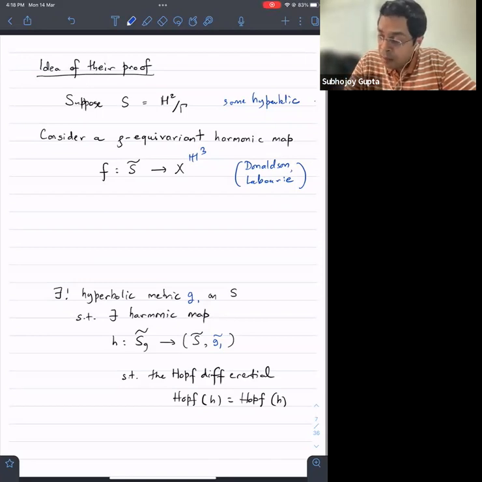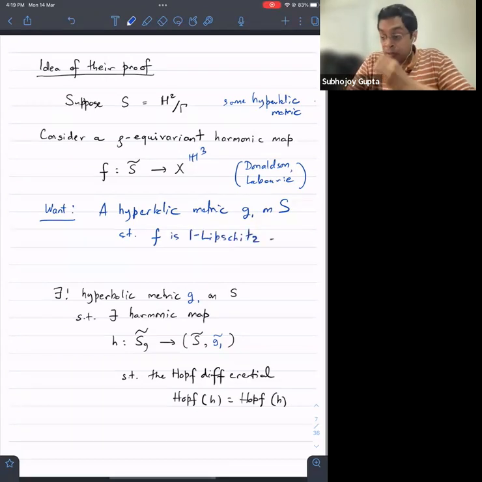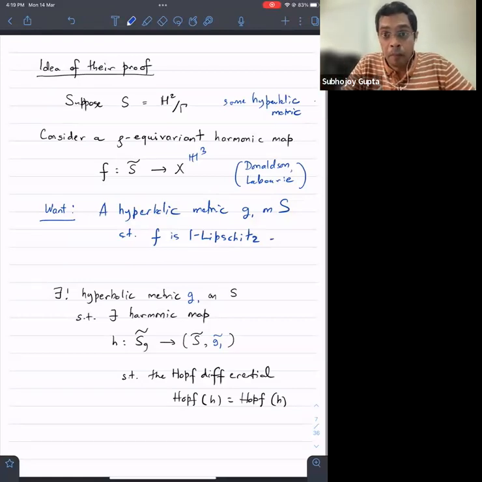And you start with such a harmonic map, and what you really want is to choose the correct hyperbolic metric. So this is some hyperbolic metric that you started off with. You want a hyperbolic metric G1, let's say, on S, such that if you pass to the universal cover, you have some lift of this metric G1, and this F is one-Lipschitz with respect to that hyperbolic metric. So it's contracting. And if you have that, then you have some kind of pointwise inequality of these metric tensors.